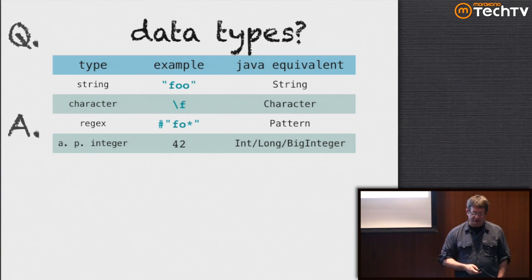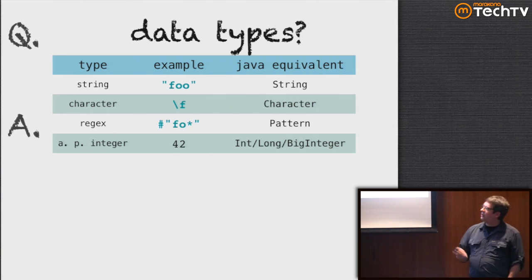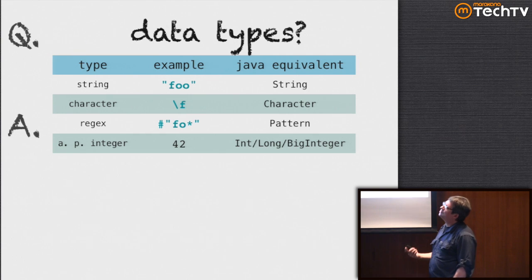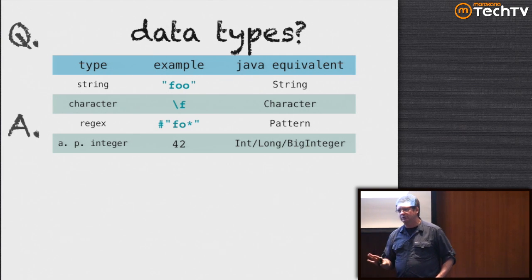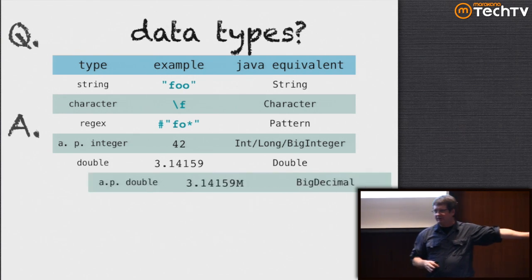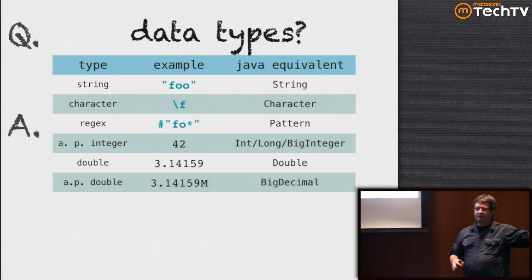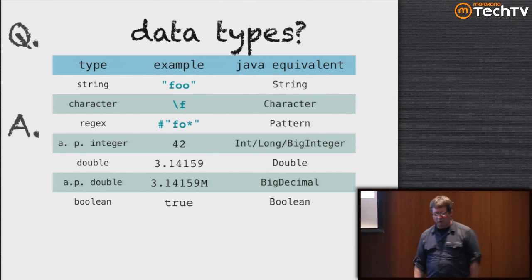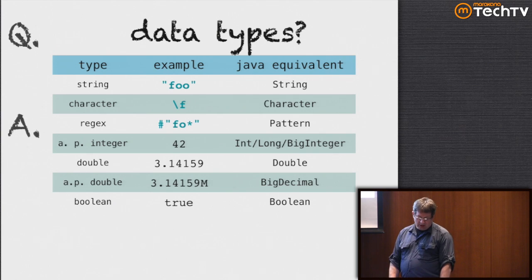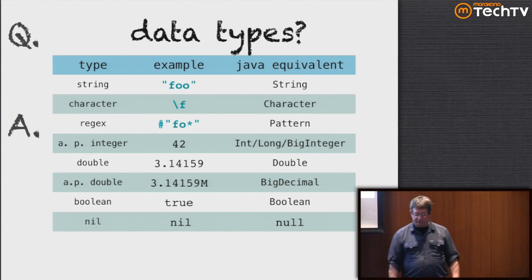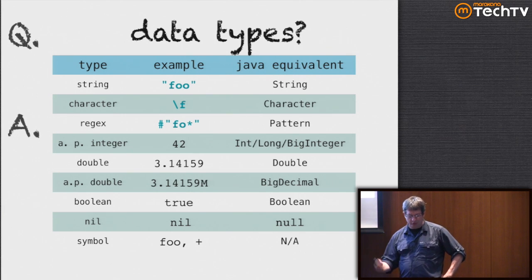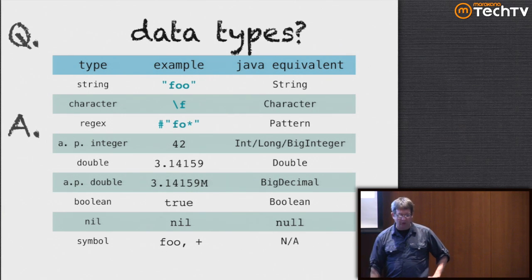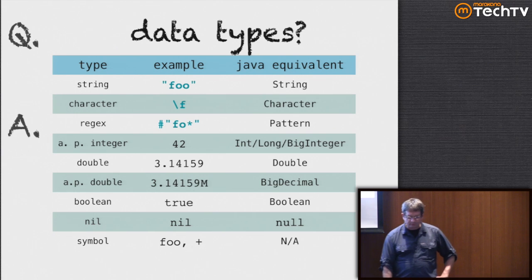We have precision integers. And you'll notice that these can be represented as ints, longs, or big integers. You never have to think about this in the Clojure world. It automatically escalates to the correct data type for you. So if you do something that's going to overflow an integer, it'll just roll over to a long for you automatically. We have doubles and we have precision doubles, which are represented by big decimals underneath. We have booleans, which are represented by booleans underneath. We have nil, which is Clojure's version of null.